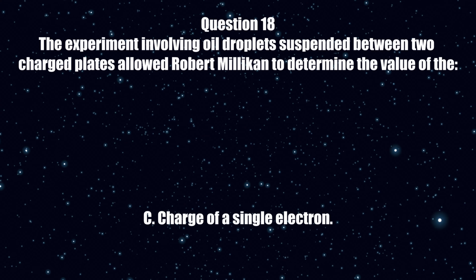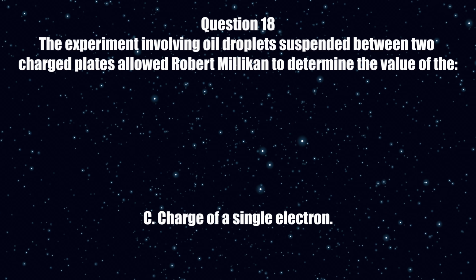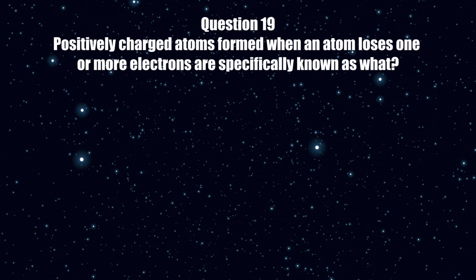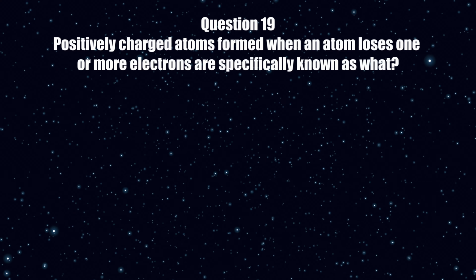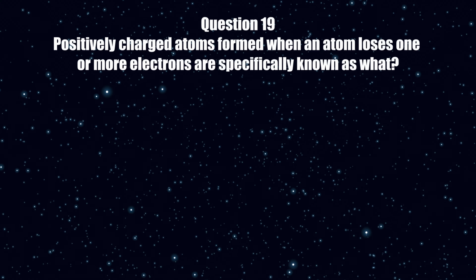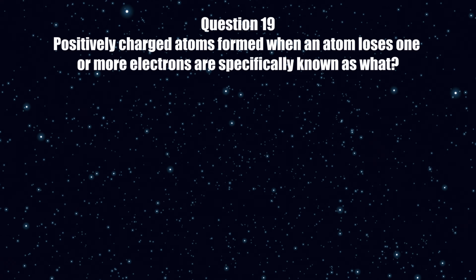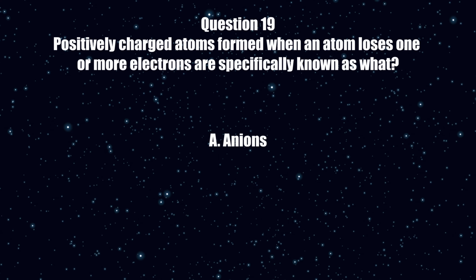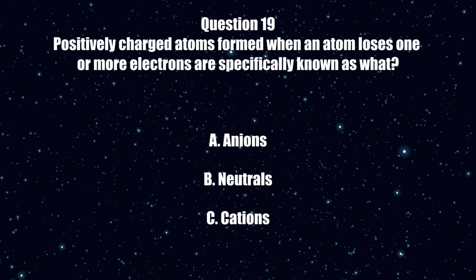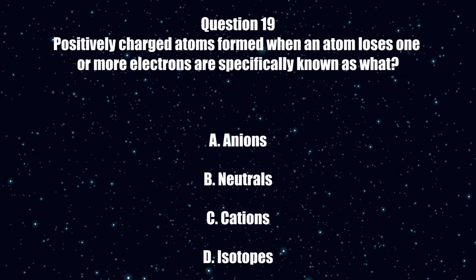The correct answer is C, charge of a single electron. Question 19. Positively charged atoms formed when an atom loses one or more electrons are specifically known as what? A. Anions. B. Neutrals. C. Cations. D. Isotopes.